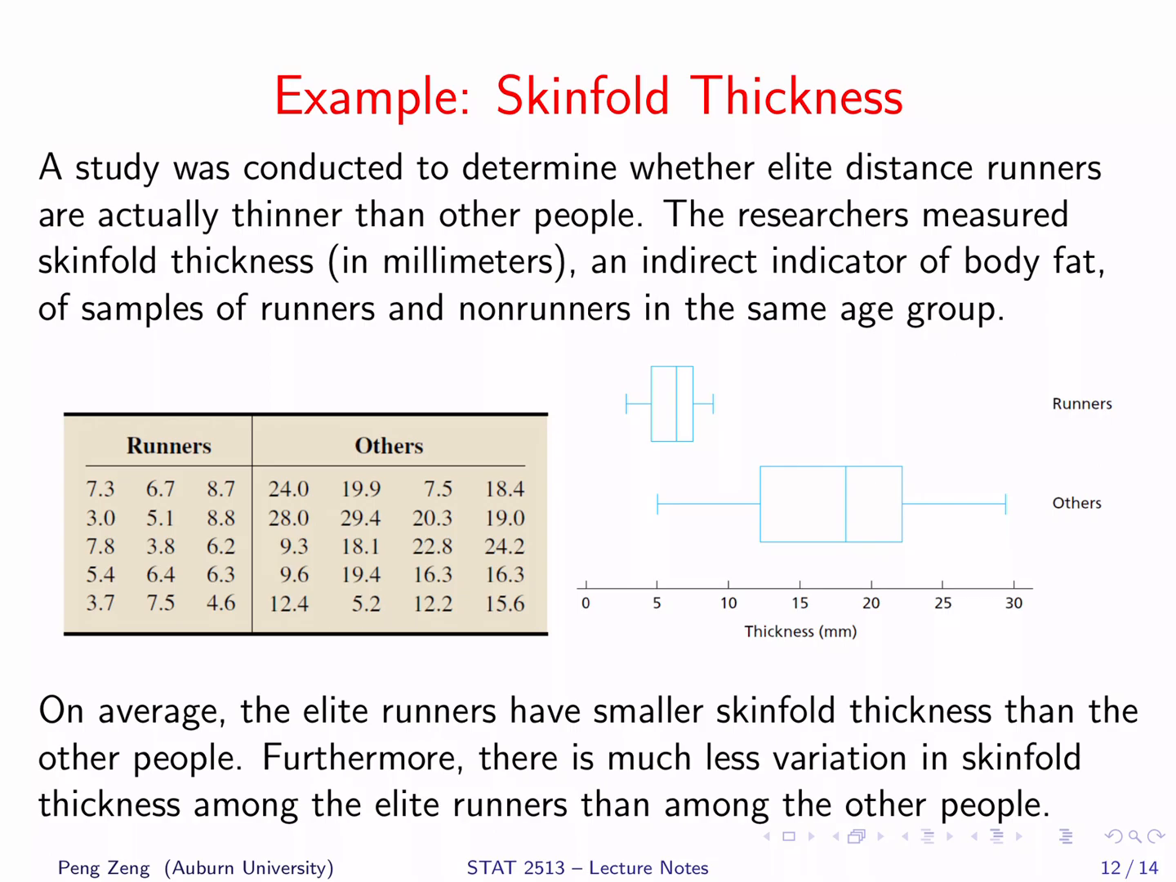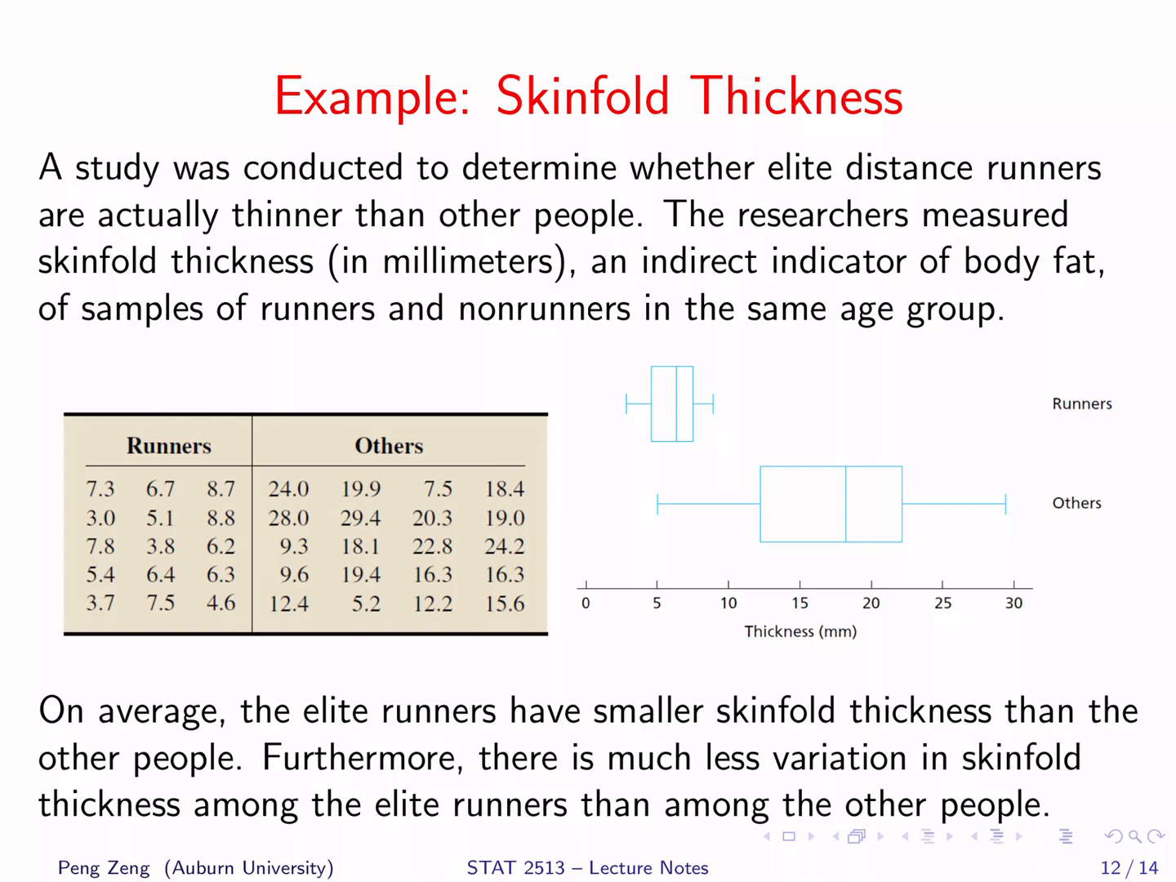The skin fold thickness is an indirect indicator of body fat. A smaller value indicates thinner. We draw one box plot for each group of people. We can see that the box plot for runners is much lower than that for others. All values, Q1, median, and Q3, are smaller. It indicates that the skin fold thickness of runners is uniformly smaller than that of others.